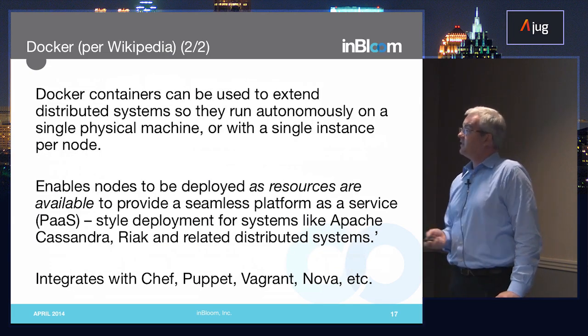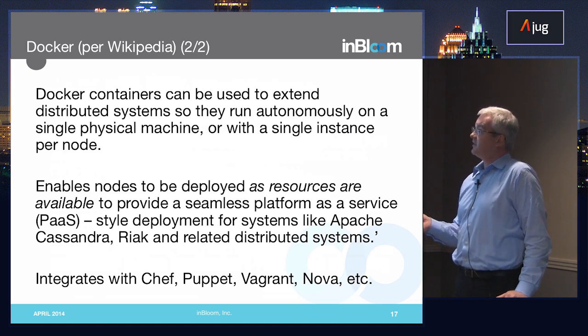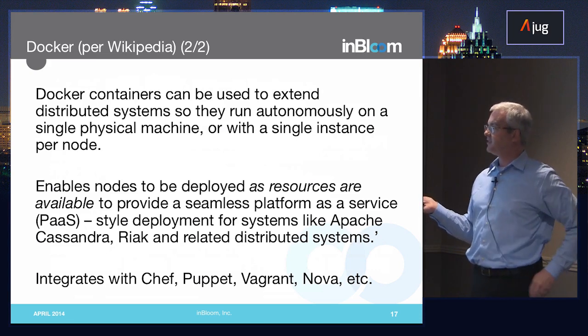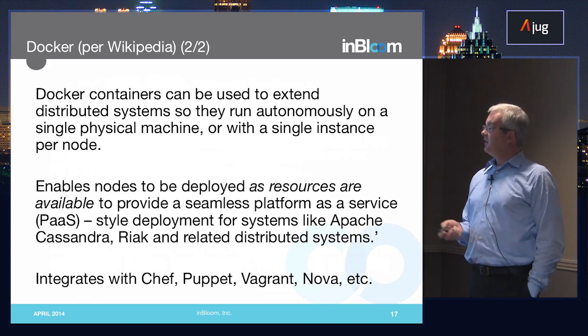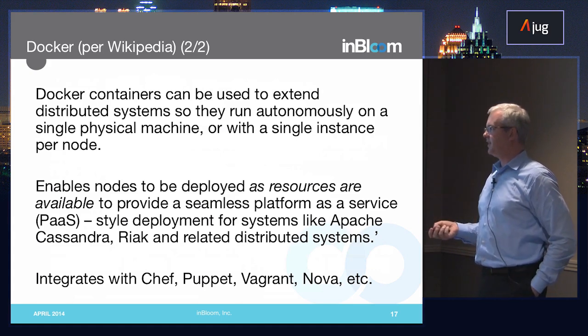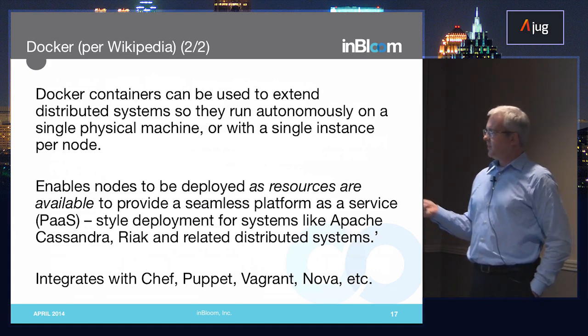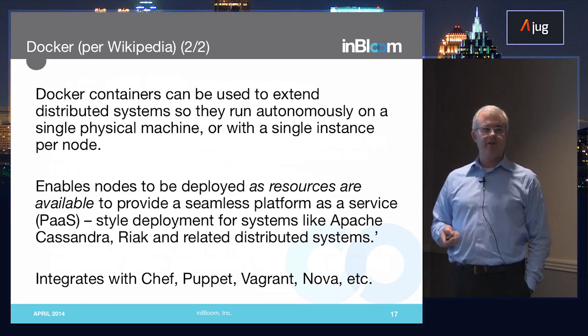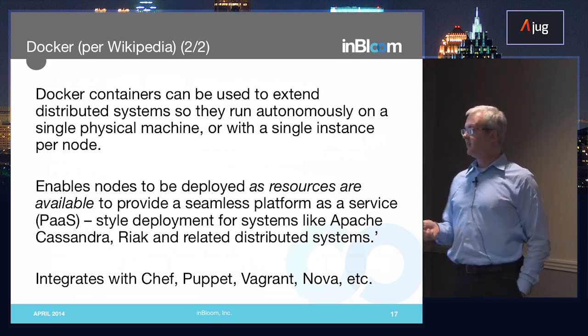Docker containers can be used to extend distributed systems, so they run autonomously on a single machine, and that basically reinforces what we were just discussing on the previous slide. It enables nodes to be deployed as resources are available. Basically, it's a platform as a service model. It could be software as a service, depending on what it's doing. And there are already deployments for Cassandra, Riak, and about 1,000 other technologies that have been Dockerized.